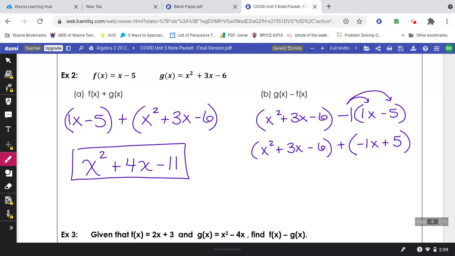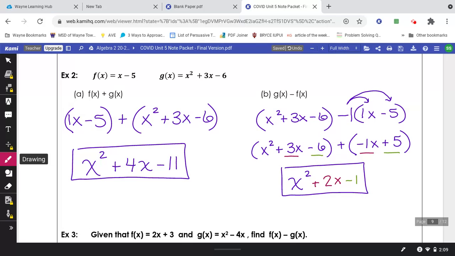Then I will combine like terms. X squared is the only squared term. Bring it down. And then you're going to combine the 3x with the negative 1x to make positive 2x. And you're going to combine the negative 6 with the 5 to make a negative 1. And that would be your final answer for g of x minus f of x.